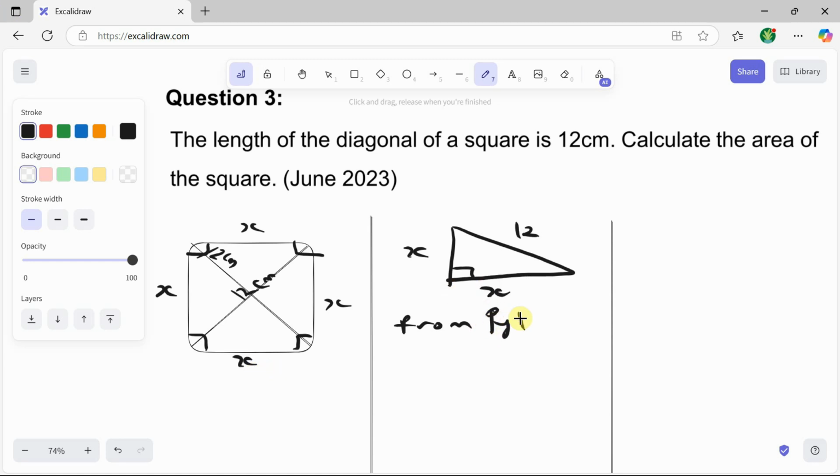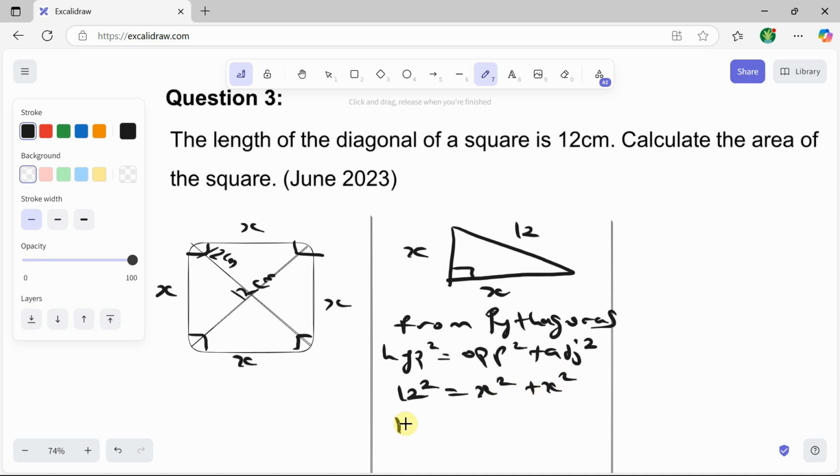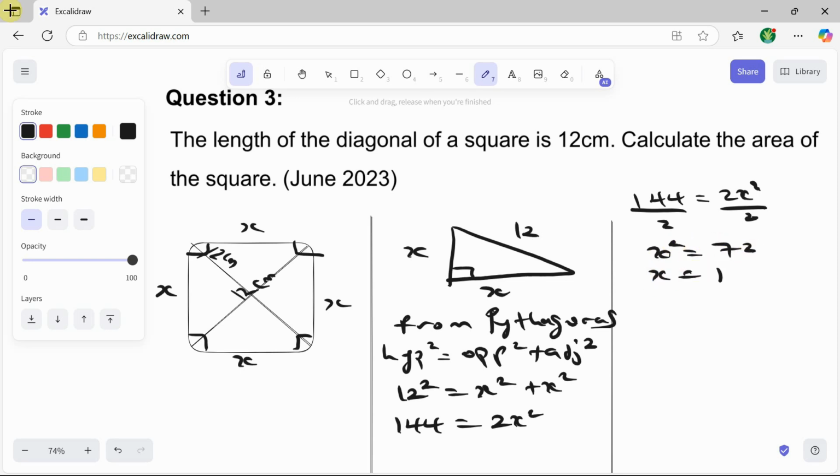So we said from Pythagoras, hypotenuse squared is equal to the opposite squared plus adjacent squared. So that will be 12 squared is equal to x squared plus x squared. So that will be 144 is equal to 2x squared. I can divide both sides by 2. That will give me x squared equal to 72. So x will be equal to the square root of 72.